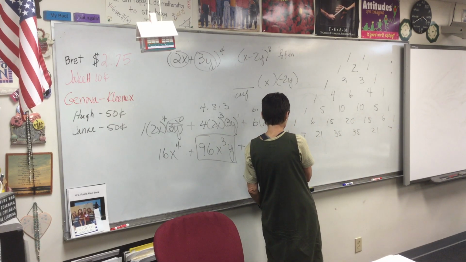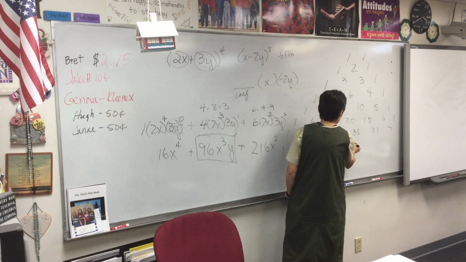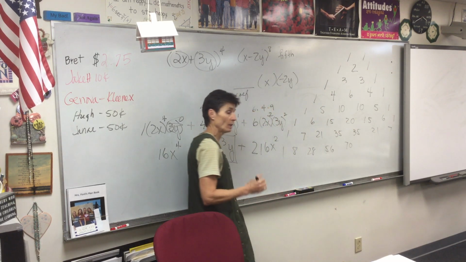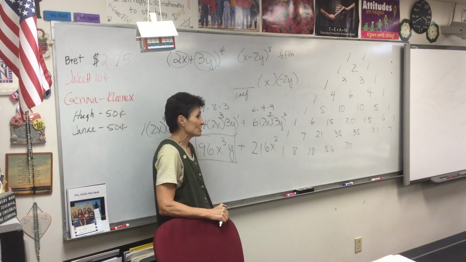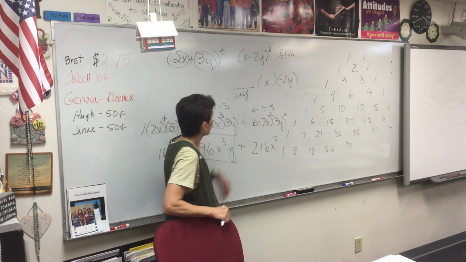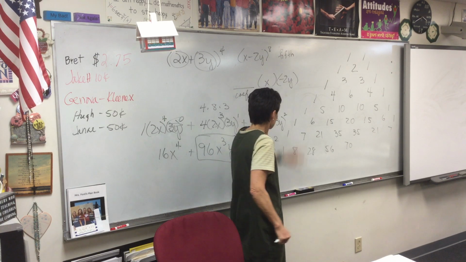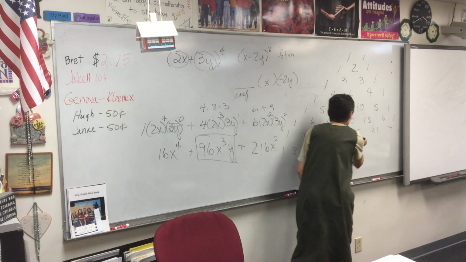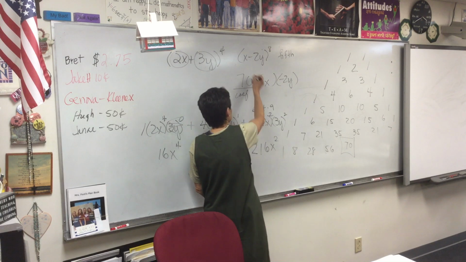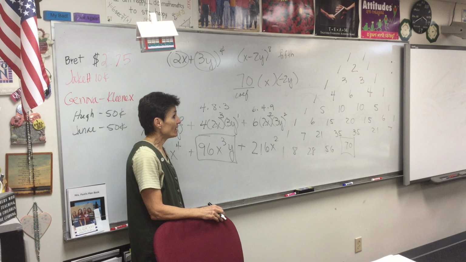And finally, you don't even need the whole 8th row. It wouldn't hurt anything to write the whole thing out, but you don't even need it because you're just looking for the 5th number in the row. So there's the first number, 2nd, 3rd, 4th, 5th. So the coefficient I'm going to use is 70 because it is the 5th number in the 8th row.